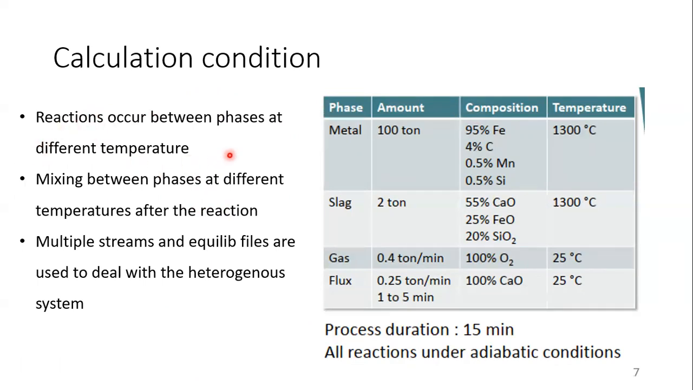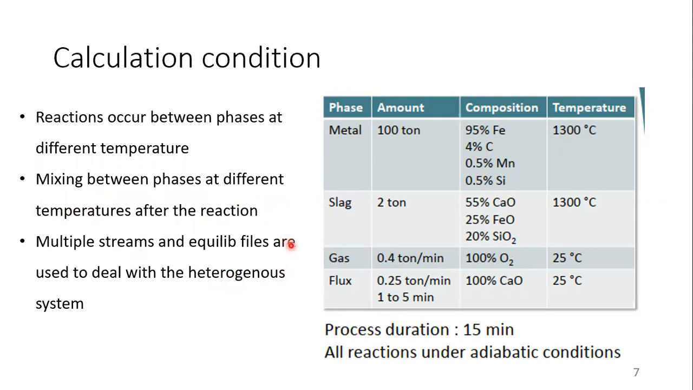In that example again, the key thing is that the reactions occur between phases at different temperatures. For example, metal is at 1300, slag at 1300. These are the initial slag compositions, but then gas and fluxes are at room temperature. So to have this kind of reactions, one must use mixtures or streams.